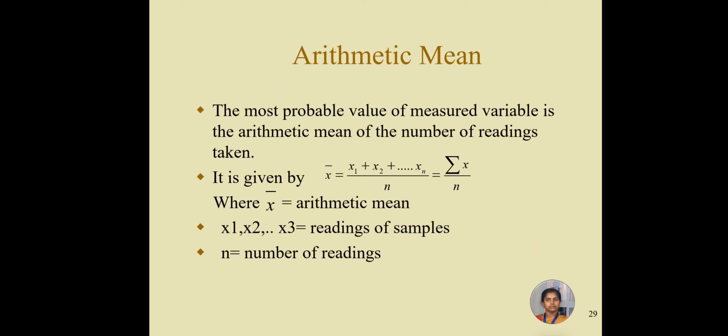The various factors we have to find out are the arithmetic mean, variance, as well as the standard deviation. The arithmetic mean is the average of the reading samples divided by the total number. The most probable value of a measured variable is the arithmetic mean of the number of readings taken. It is given as x bar, which is x1 plus x2 plus x3 up to xn, the reading samples, divided by n, the number of readings. So sigma x divided by n is the arithmetic mean.